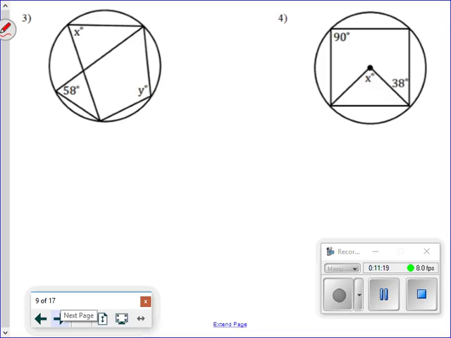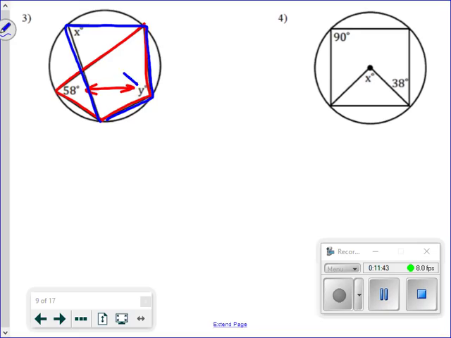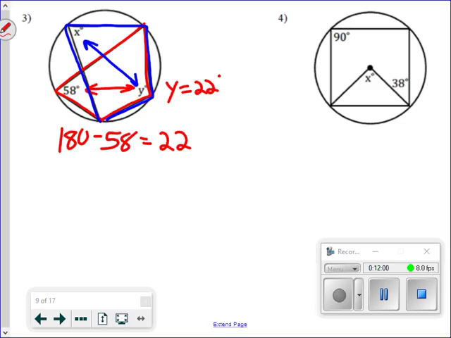So if I'm looking at this, I see some triangles, but I don't have enough angles to add to 180. So I see some shapes and I figured out that right here is a cyclic quadrilateral and those two are across from each other. And then right here is another cyclic quadrilateral and those two are across from each other. So I started off with Y. I subtracted 180 minus 58. So now I know that Y equals 22 degrees.